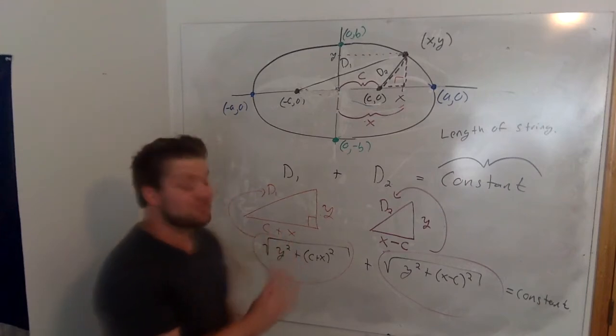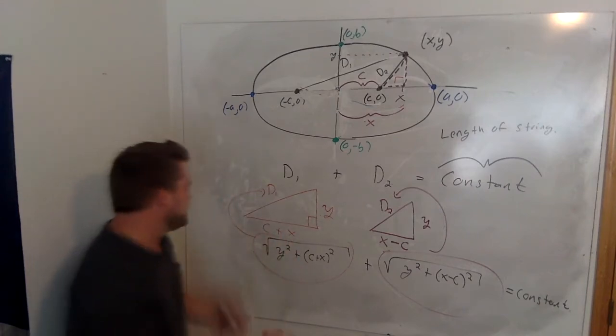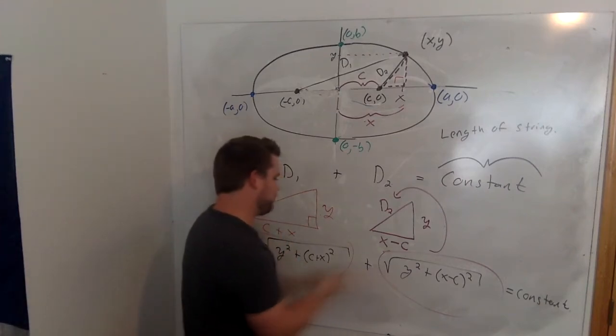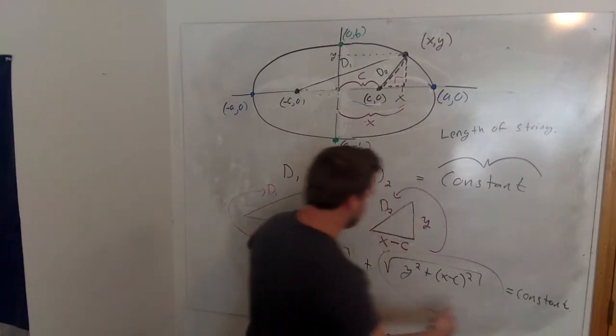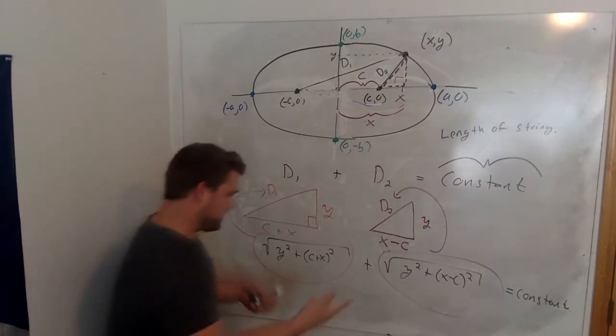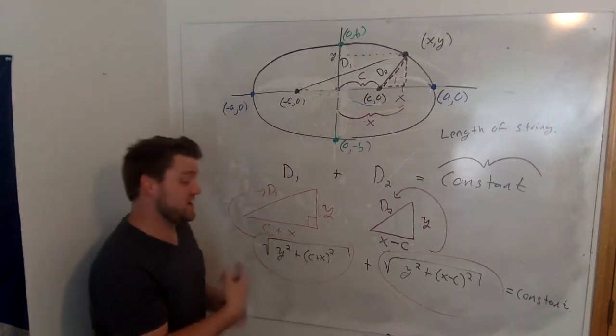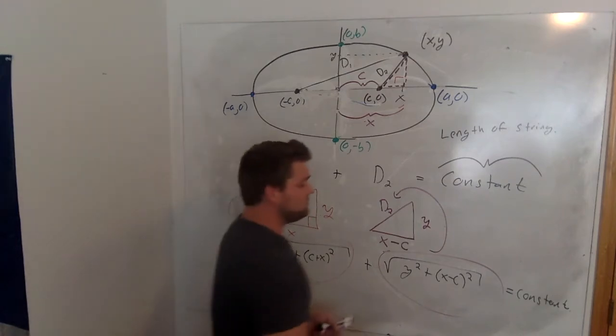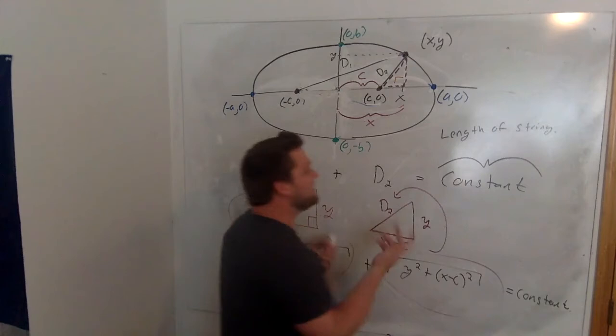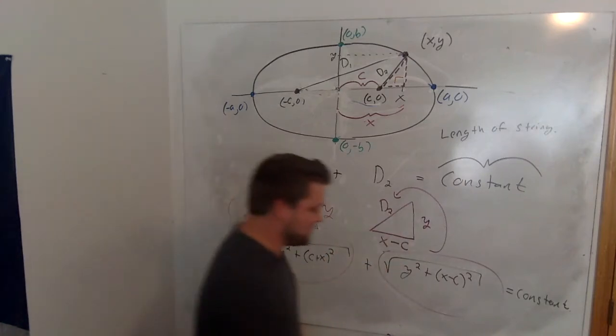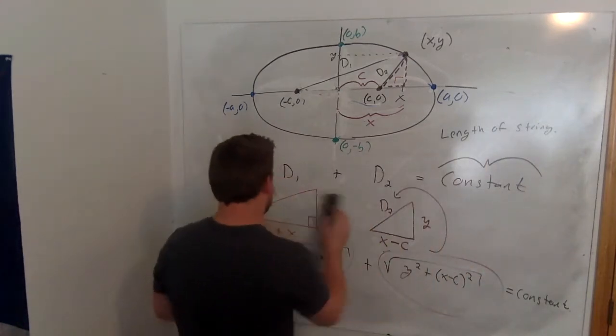This will actually help us when we want to clean up this formula. I mean, what can we really do to clean up this formula if we don't know what the constant is? To make this nicer, we would like to square both sides to get rid of these square roots, but we have to figure out what this constant is. What is the length of the string? Let's figure that out. I'm going to erase a little bit of this here.